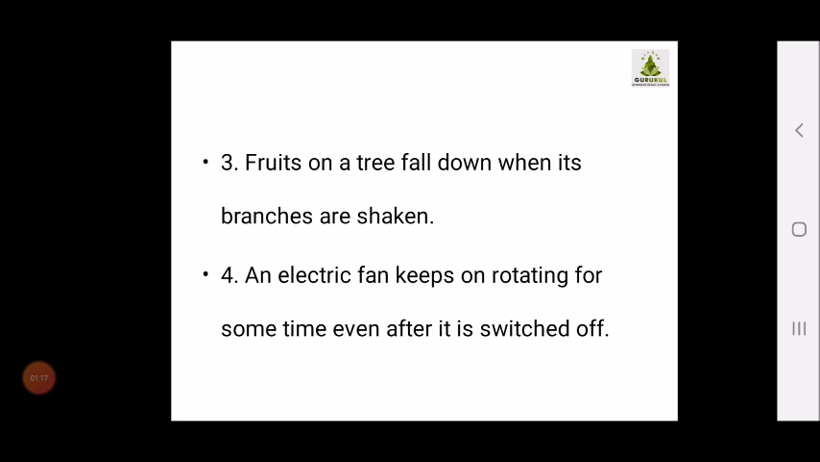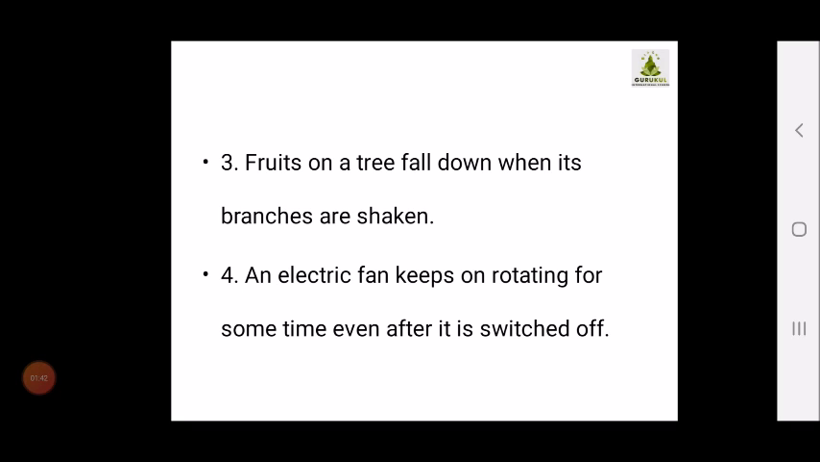Okay, then fruits on a tree fall down when its branches are shaken. Means when you shake the branches of a tree, the fruits fall down. What is the reason? We have to study that. And see, have you ever noticed that as soon as you switch off the electric fan, the blades don't stop moving immediately? It requires certain time to stop. So what could be the purpose behind that?